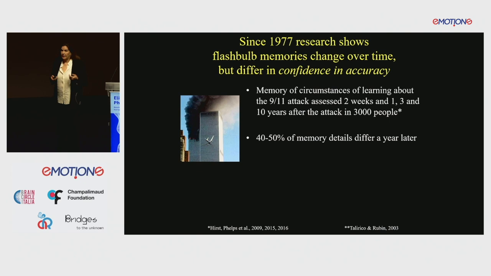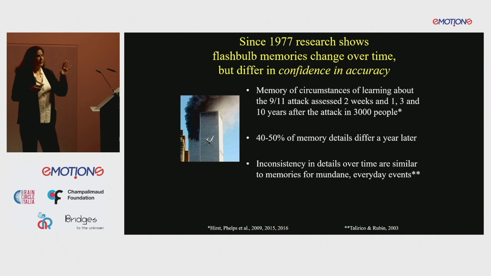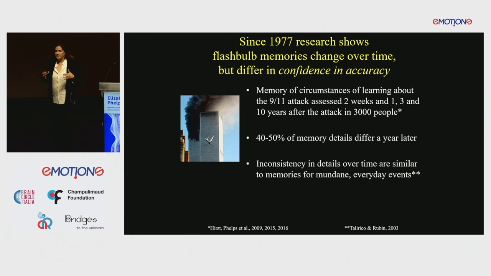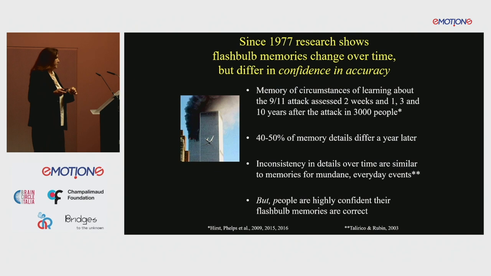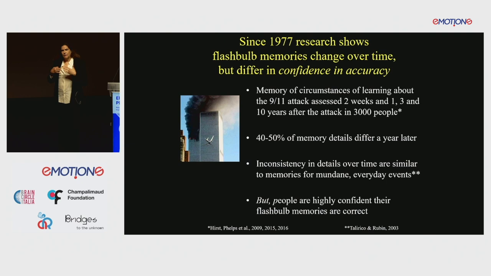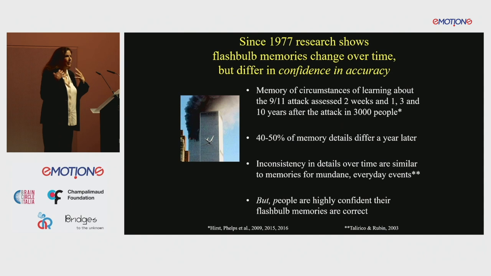There was one study where they compared details of memories for the attack of 9/11 and a more mundane event, and they found that this inconsistency in details was the same for memories of 9/11 versus memories of more mundane events. How they differed is people were highly confident their flashbulb memories were right. I was in New York that day, I remember the towers falling, I could give you a long story about exactly what I was doing. I feel like my memory is 100% correct, but my science tells me it's not.